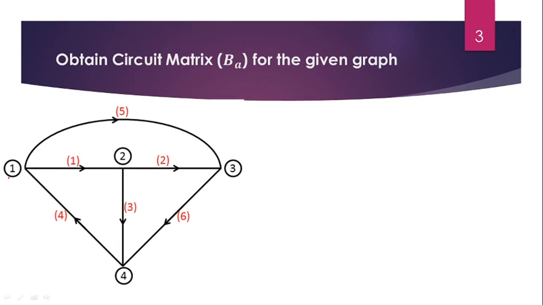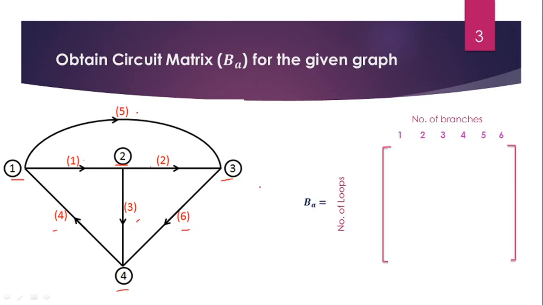So can we obtain the circuit matrix for the given graph? This graph has 4 nodes, 1, 2, 3 and 4, and the branches are 1, 2, 3, 4, 5, 6. So 6 branches, 4 nodes. The circuit matrix is the matrix between the number of branches, 1, 2, 3, 4, 5, 6, versus the number of loops as rows.